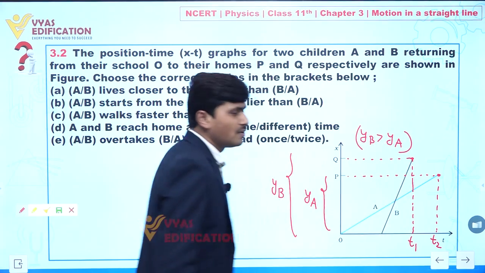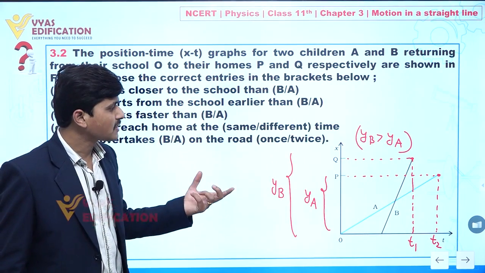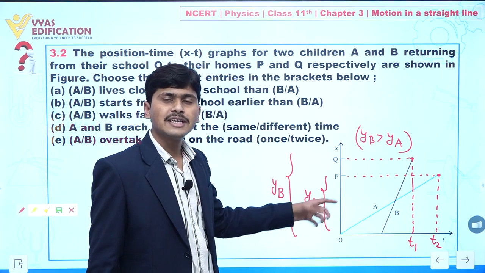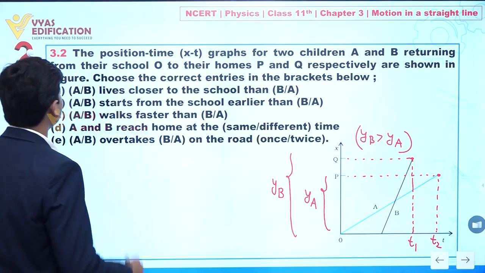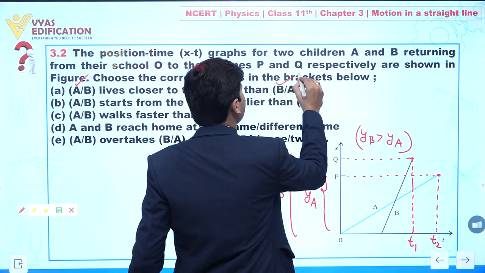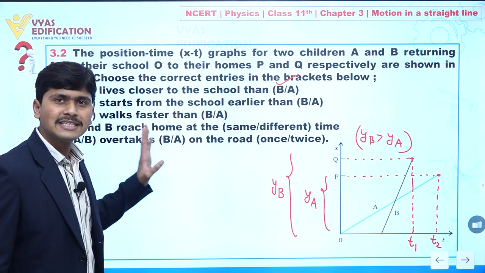Clear? So which child or which person lives nearer to school? Definitely we can say A lives near to school. So from here you can say A lives closer to the school than B. Clear to everyone? So part A is clear to you.